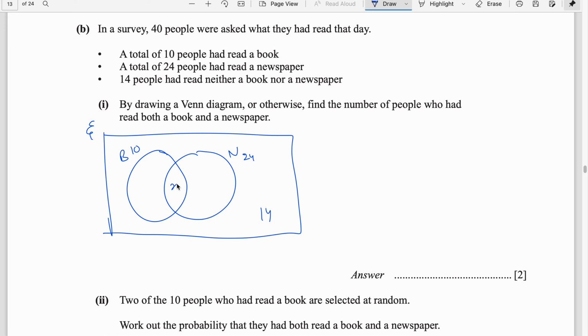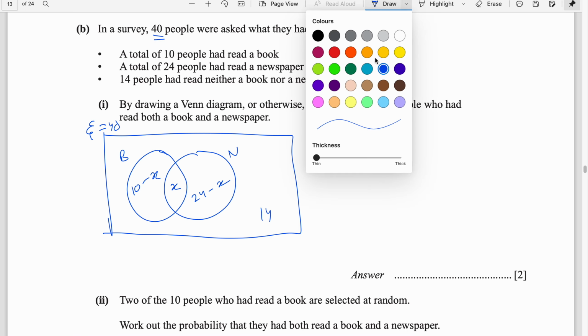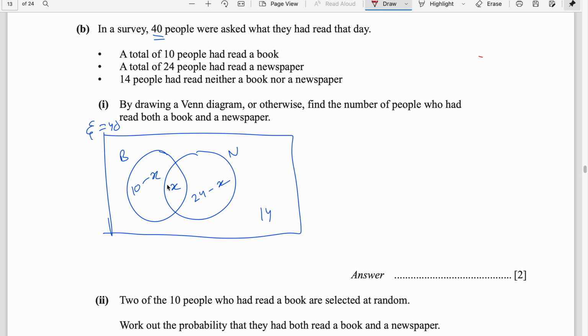If both of these, let me say the overlap is x. So now this section remains 10 minus x and this section remains 24 minus x. Now we can remove these two numbers and say that this is 40 as given. Now when you have to find it, this is 1, 2, 3 and 4 sections in total. So 10 minus x plus x, second section plus third section is 24 minus x, plus the fourth section is 14, and the total is 40.